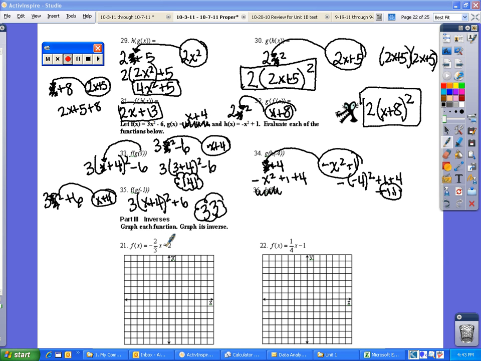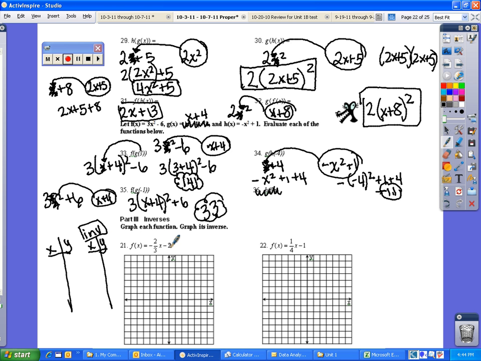Alright, finally inverses. I'm first going to graph the equation, and what you want to do is make a table of values. It's the easiest way. After you make your table of values, you're going to flip it for the inverse table. Okay, so let's first take negative 2/3 x minus 2.